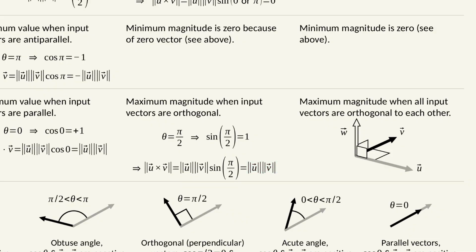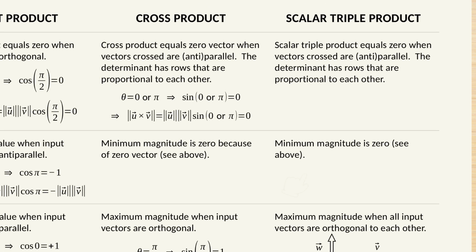Another way of thinking about this is to focus on the sine theta. Sine oscillates between -1 and 1, and in order to get the maximum, sine equals 1, the angle has to be pi/2.